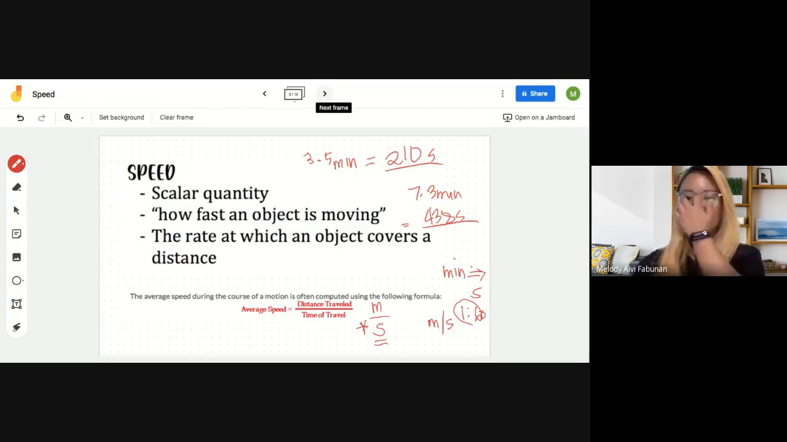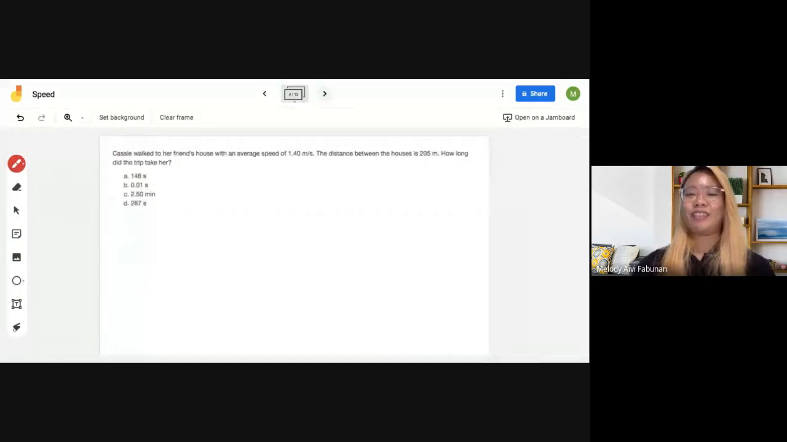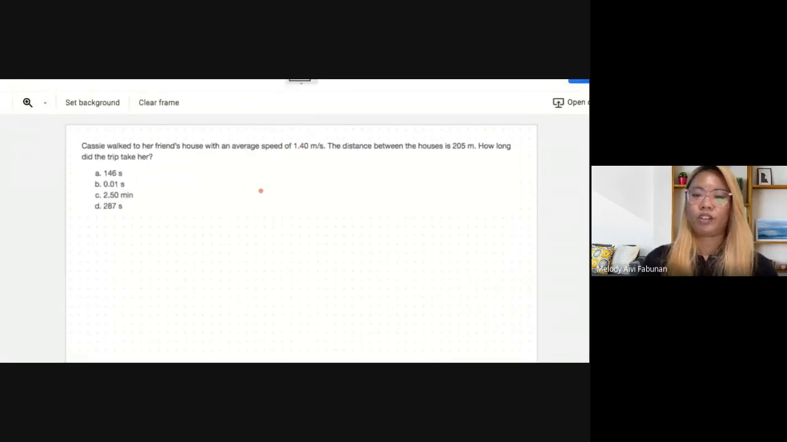Ito ay conversion pa lang ng time. So let's continue with our next slide. This is just a sample exercise on speed. And the given is Cassie walked to her friend's house with an average speed of 1.40 meter per second. The distance between the houses is 205 meters. How long did the trip take her?